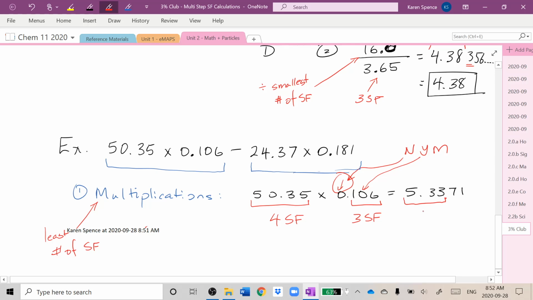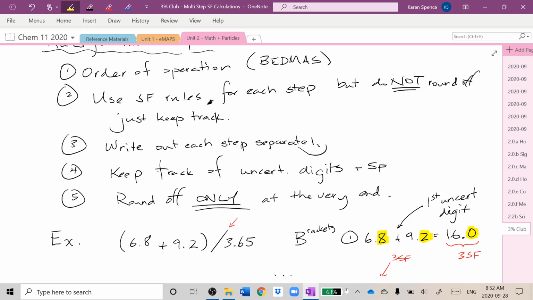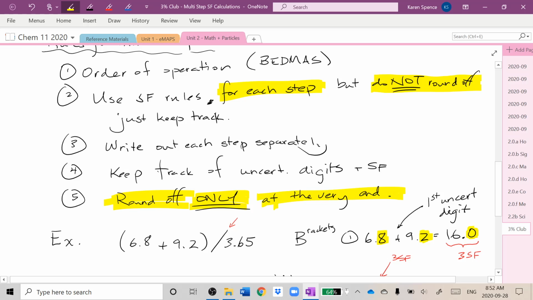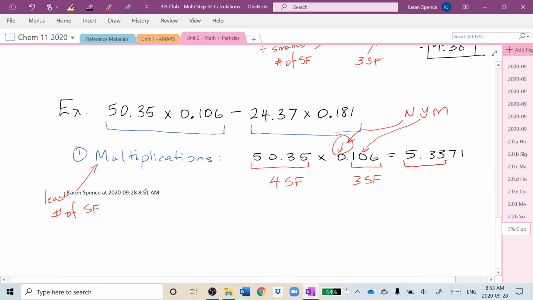But remember, I wrote it down twice. Do not round off for each step. Okay? Only round off at the very end. So we are going to somehow note for ourselves that this number has 3 sig figs. And I'm going to do that a couple of ways. I'm going to mark my uncertain digit, and I'm also going to write down that it has 3 sig figs.